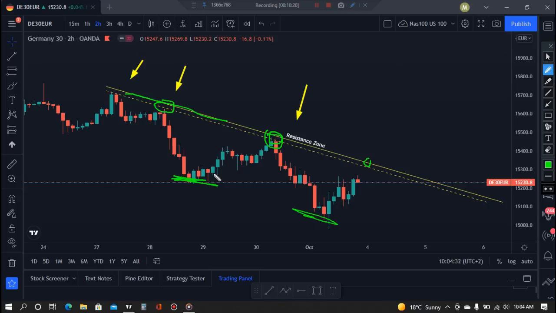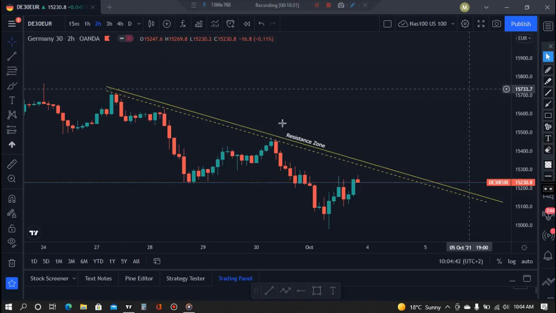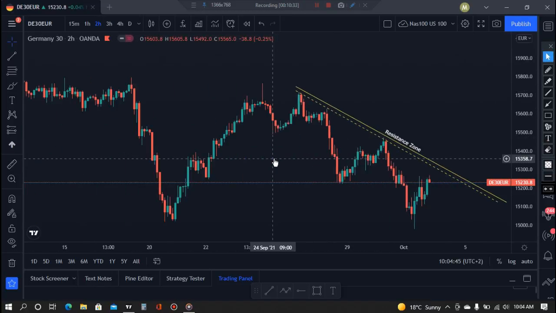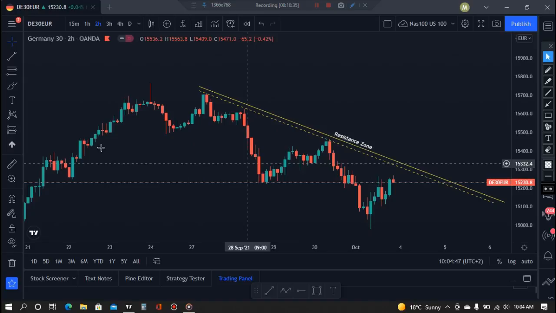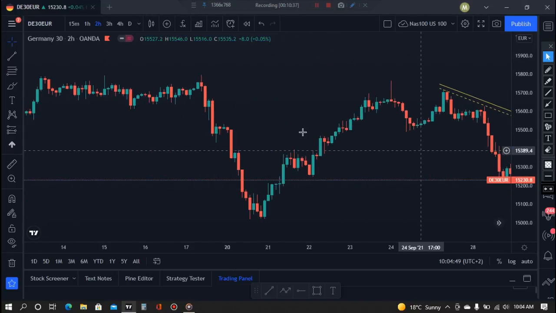Remember, we follow the trend. If the trend is going lower, we only sell. So if the trend is going up, we only buy, you see. So let's find an uptrend, because this one was a downtrend. Let's find something where we can draw a very nice line.